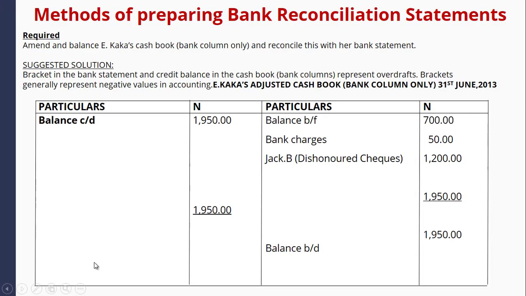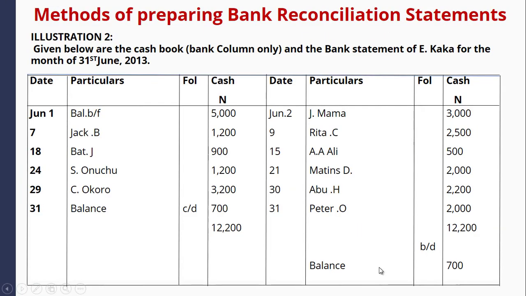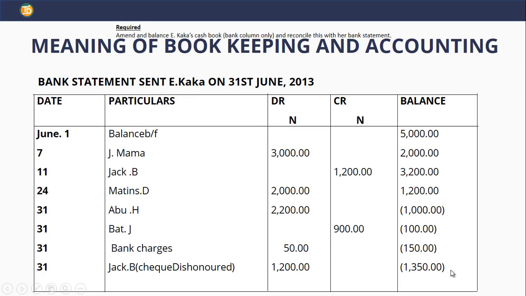Let me take it back. That of cash book was 700, which shows that this 700 is not equal to 1,350. So there is a discrepancy between bank statement balance and cash book balance. So there's a need to do what we call bank reconciliation statement, to analyze the balance of cash book with that of balance of bank statement.